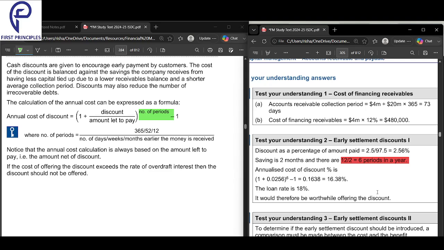You get the number of days, number of weeks, number of months that you're getting the money earlier. So you're getting 2 months earlier because generally you used to pay in 3. Now if they pay in 1, they'll get the discount. So 2 months you're saving. So 12 divided by 2.